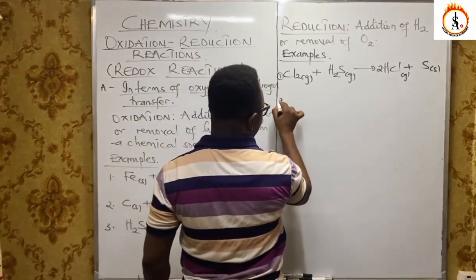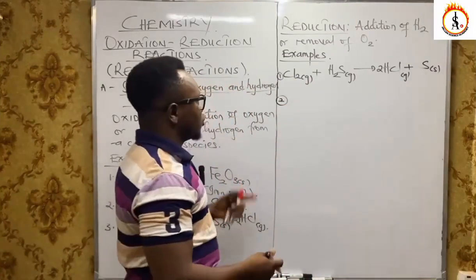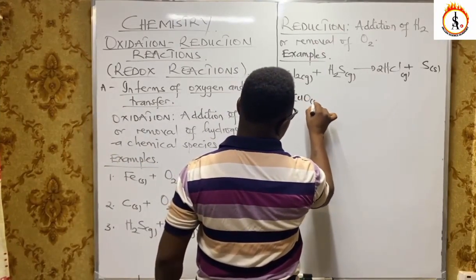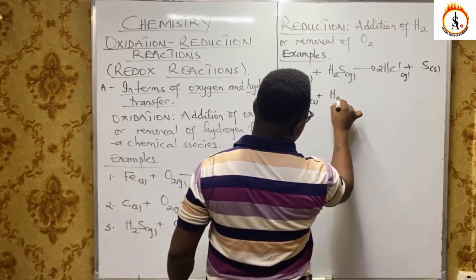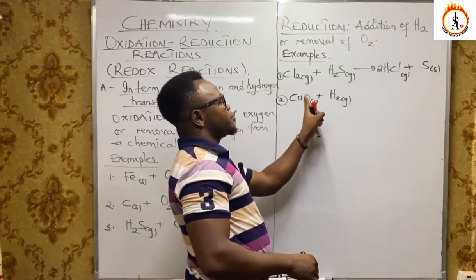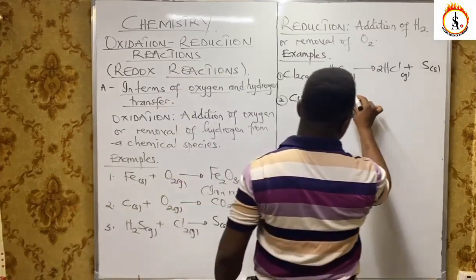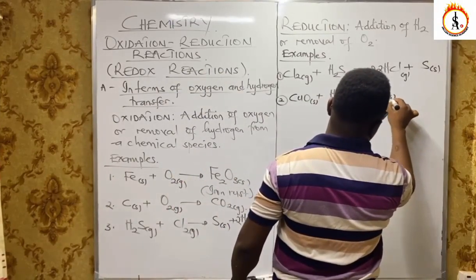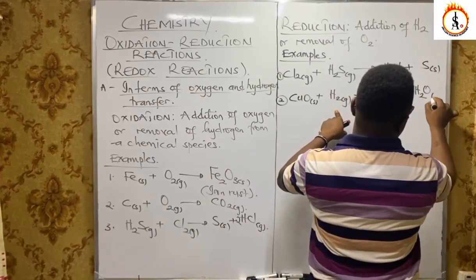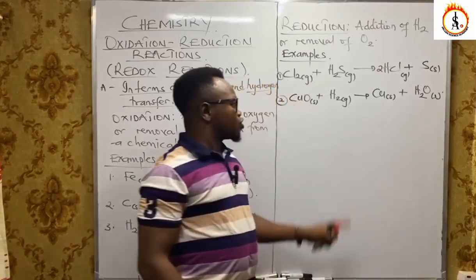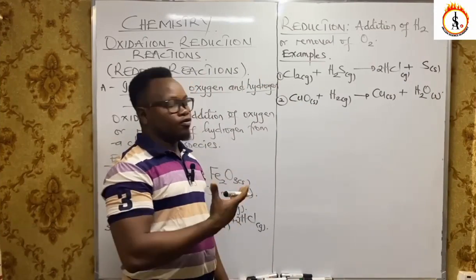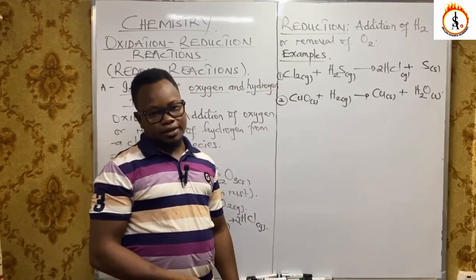Let's look at the next example, under the removal of oxygen. We can have copper oxide, a solid, reacting with hydrogen gas. What is going to happen here? Hydrogen is going to remove the oxygen from the copper, leaving behind metallic copper, and the oxygen is going to combine with the hydrogen to give us water. So this is an example of the removal of oxygen from a chemical substance.